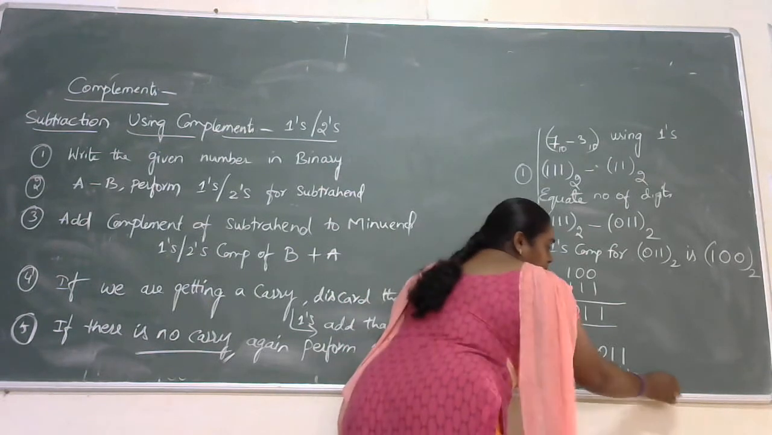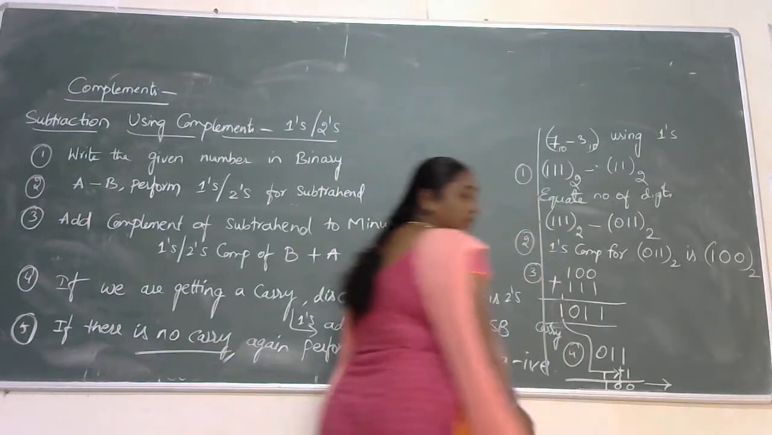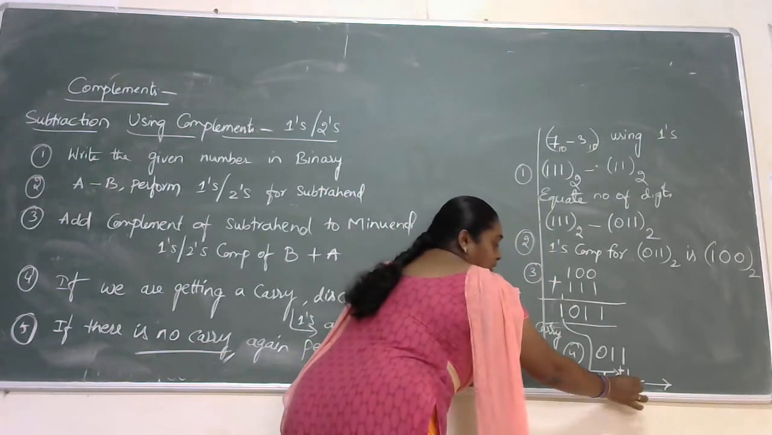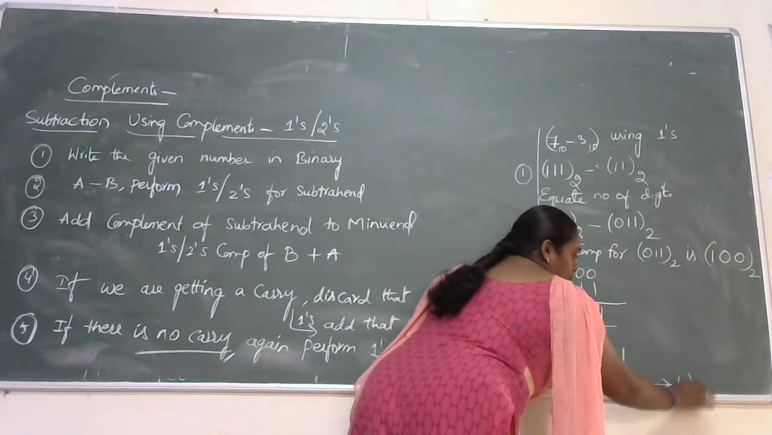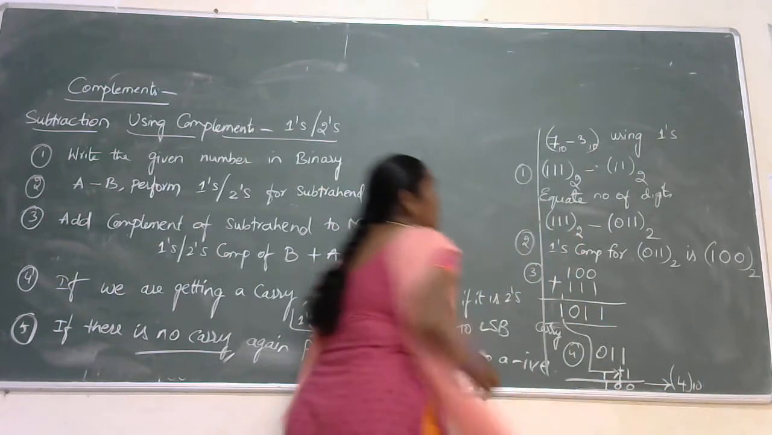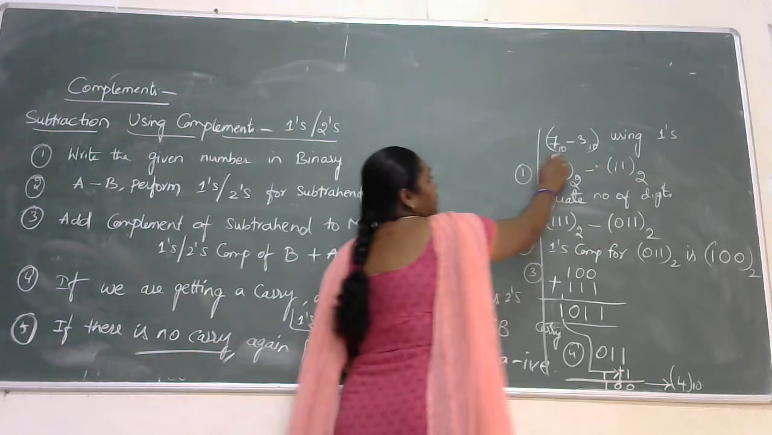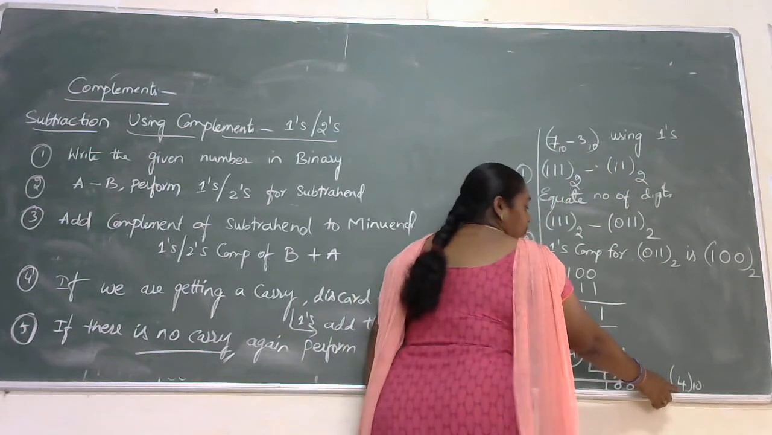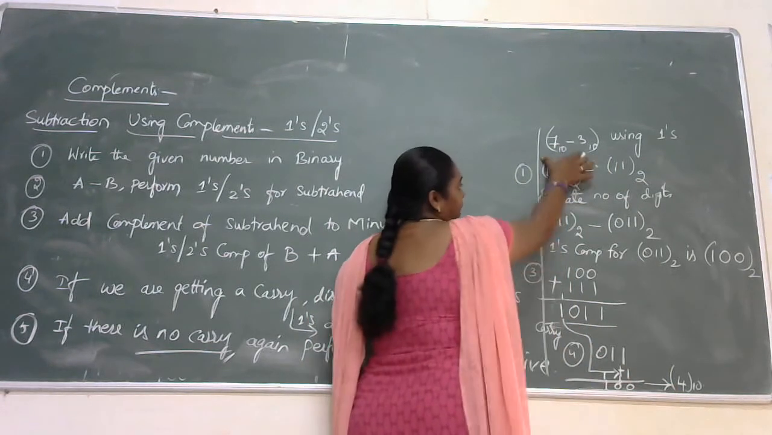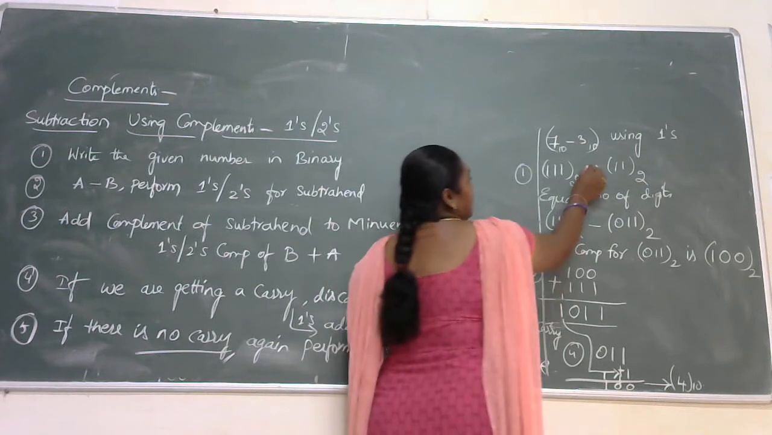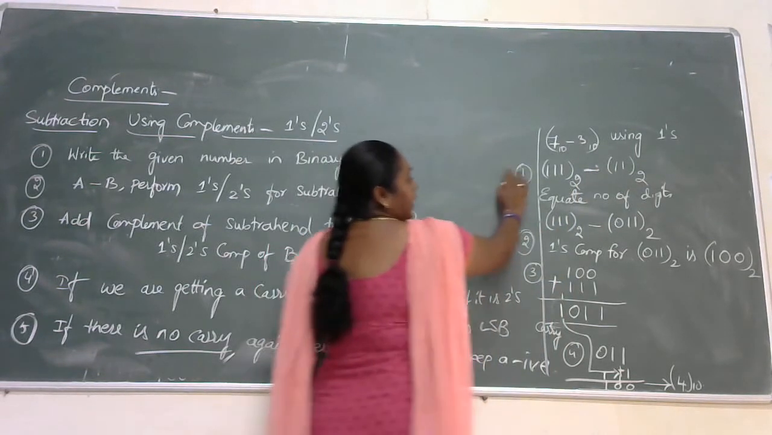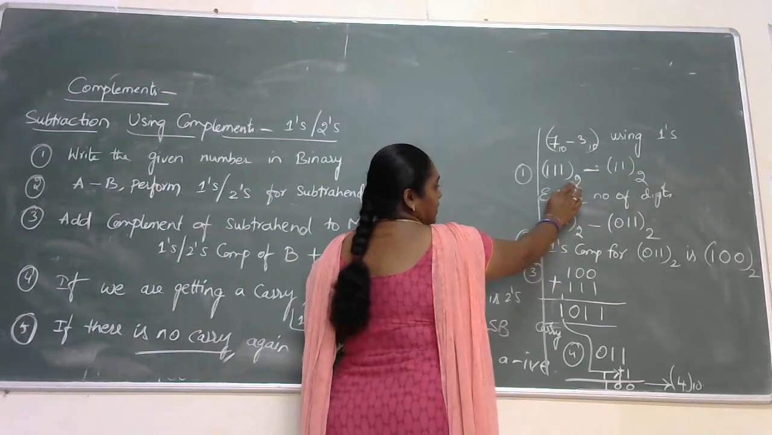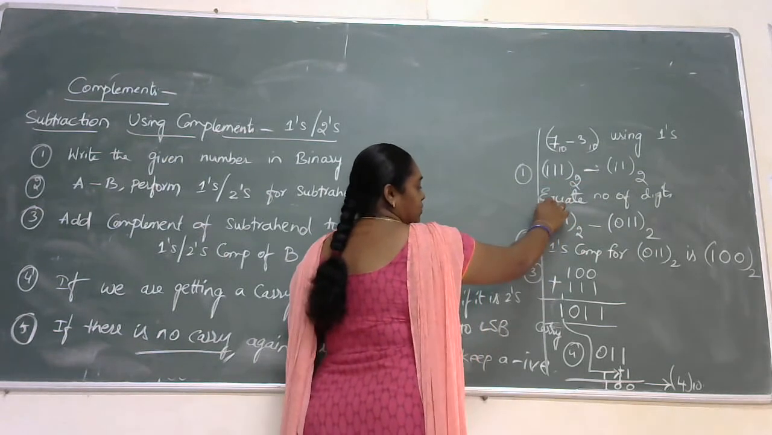If we convert this 100 into decimal, this is 2 power 0, 2 power 1, 2 square. So it is equivalent to 4 in decimal. So in general, 7 minus 3 is also 4. In this complete process, even though we are performing a subtraction operation, we didn't do the subtraction operation directly, but we did the subtraction operation.